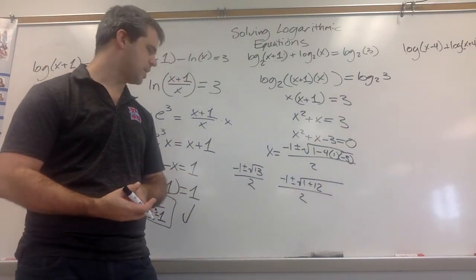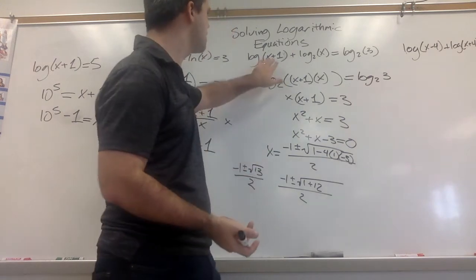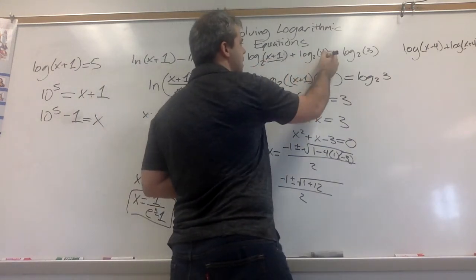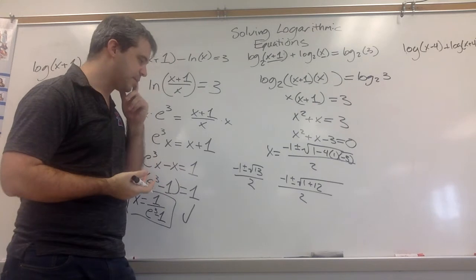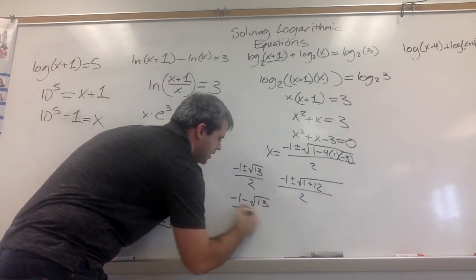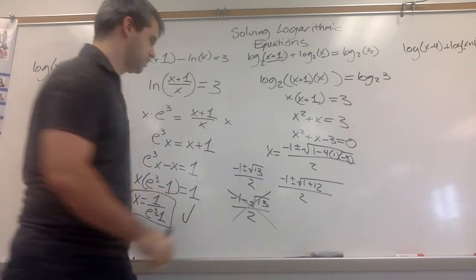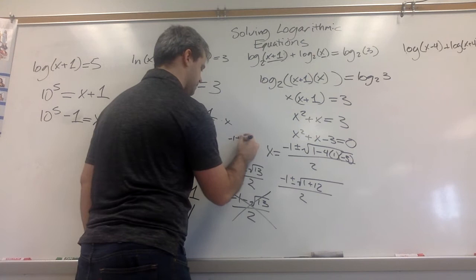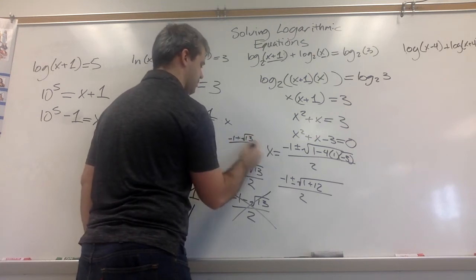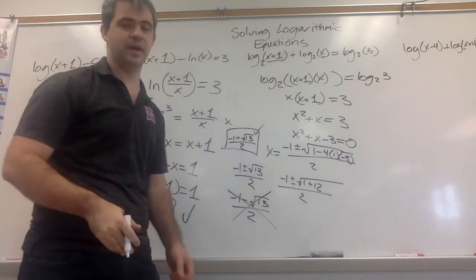And we have two solutions for this equation right here. But again, we have to check and make sure that x plus 1 is going to be positive and that x is going to be positive. Well, it turns out this guy right here is going to be negative. So that guy is not a solution. But this guy is positive, so this will be a solution.